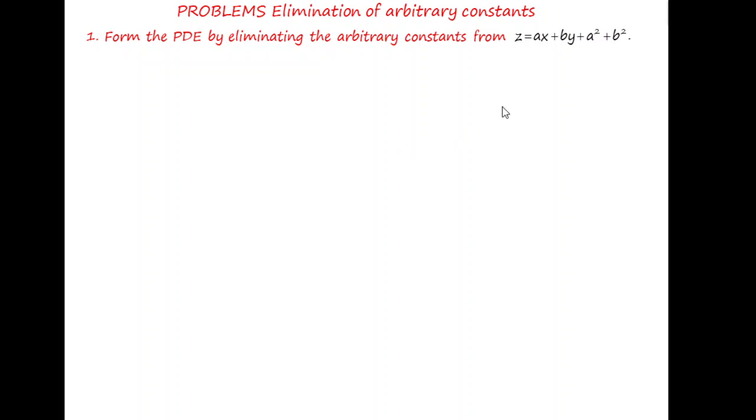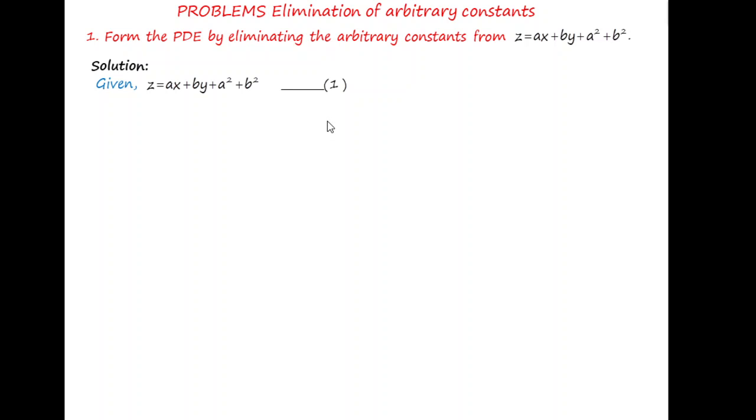Now we will see the first problem. We have to form a PDE by eliminating the arbitrary constants from z equals ax plus by plus a squared plus b squared. Now we will see the solution. We take the given problem as equation 1.